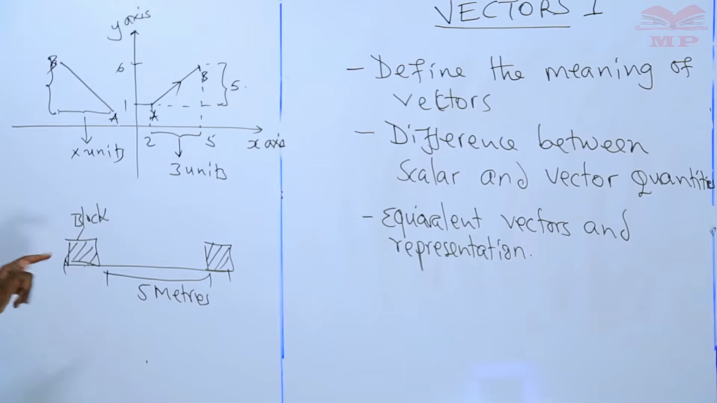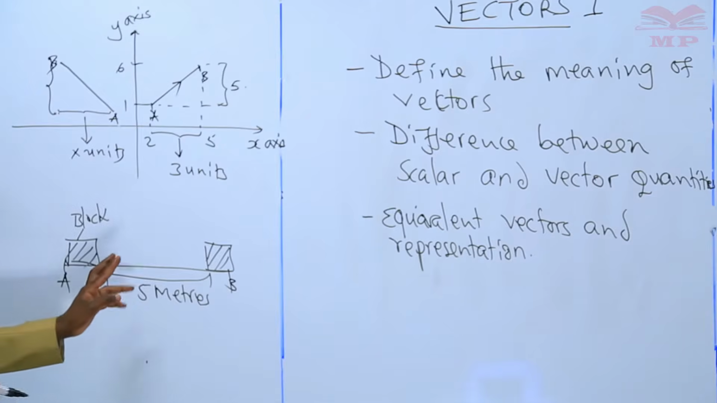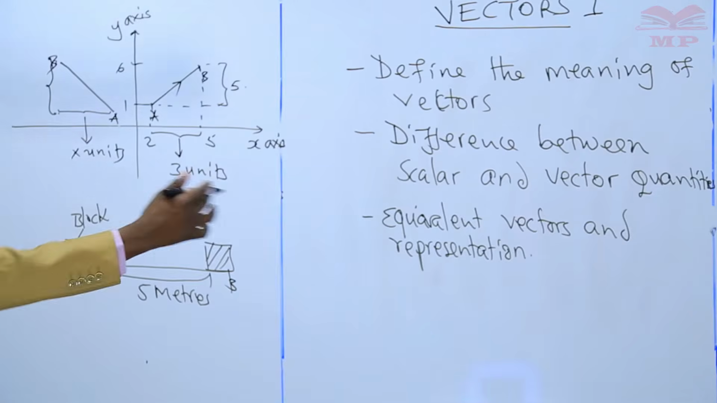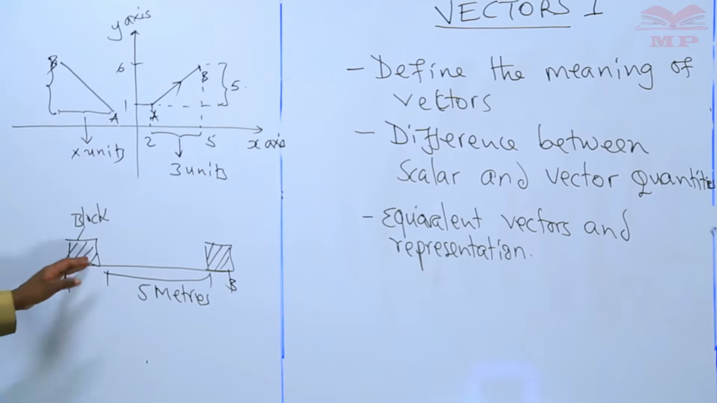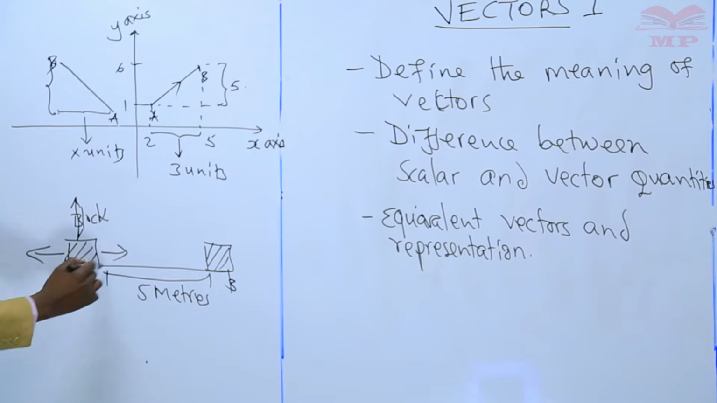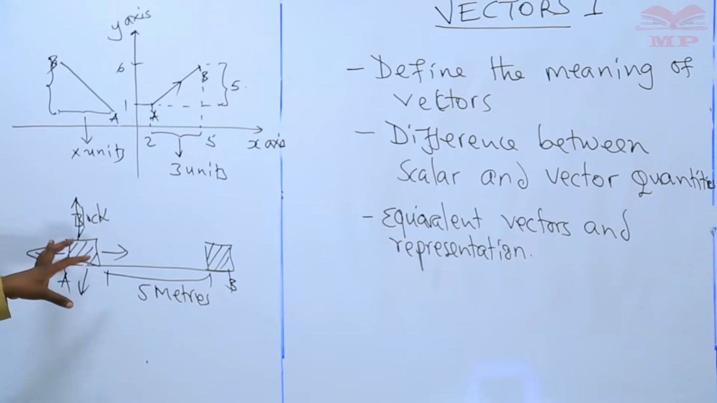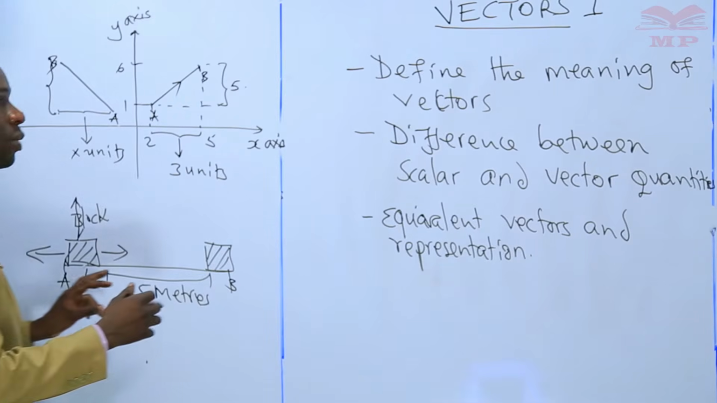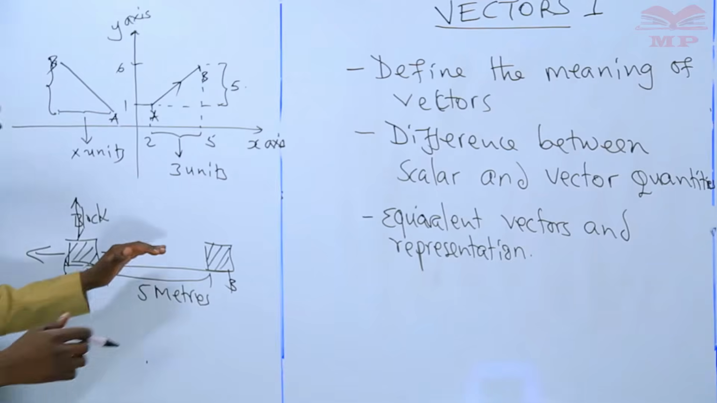Now, we know that we are moving our block from point A here to point B, and we are moving 5 meters towards the right hand side. Now, we also know that this block could again be moved towards any direction. So in this case, because we are able to define that our block is moved from point A towards point B, to our right hand side, we are giving a vector quantity.